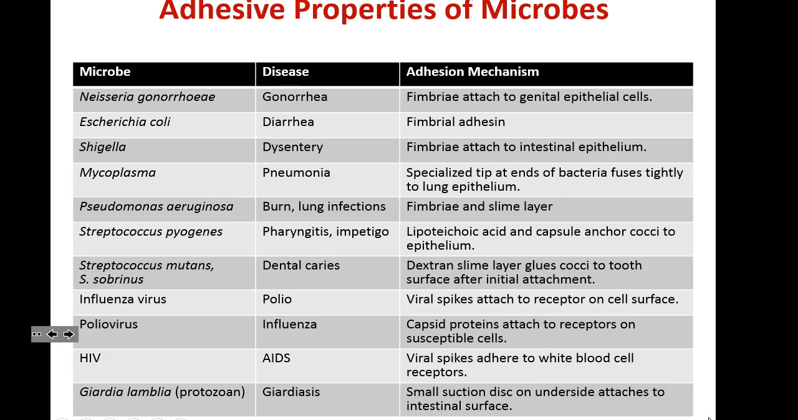Neisseria gonorrhoeae, which causes gonorrhea, uses fimbriae. E. coli causes diarrhea, fimbrial adhesion. Shigella gives you dysentery, fimbriae attached to the intestinal epithelium. Mycoplasma, the disease is pneumonia. It has a specialized tip at the end of the bacteria that fuses tightly to the lung epithelium.